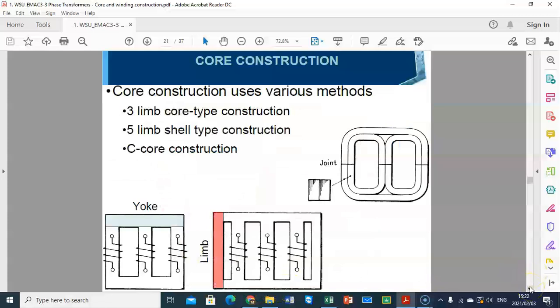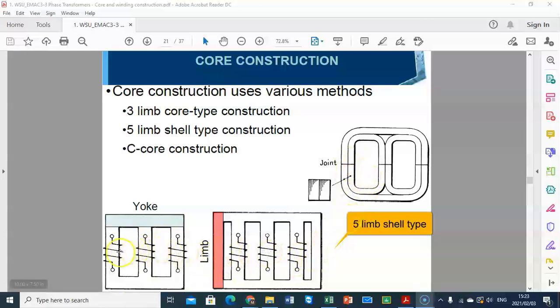Now, in this slide, we can see different types of core construction which we can have inside the transformer. As you see here, the core construction can be done in different methods. We can have a 3 limb core type, with first, second, and third limbs, or we can have 5 limbs, 1, 2, 3, 4, 5, or we can have the C core construction.